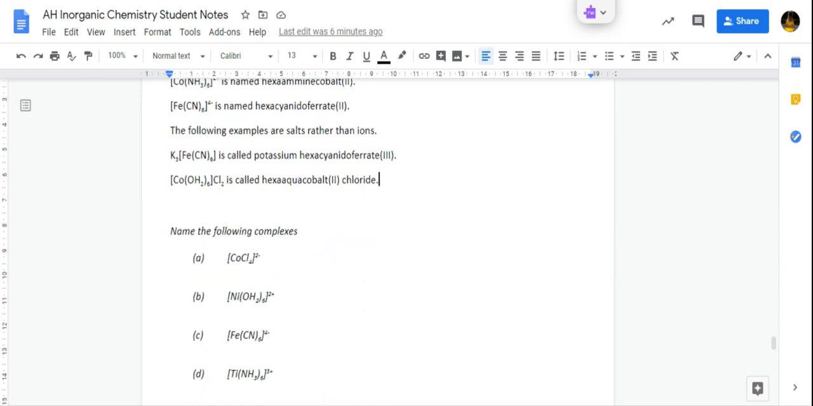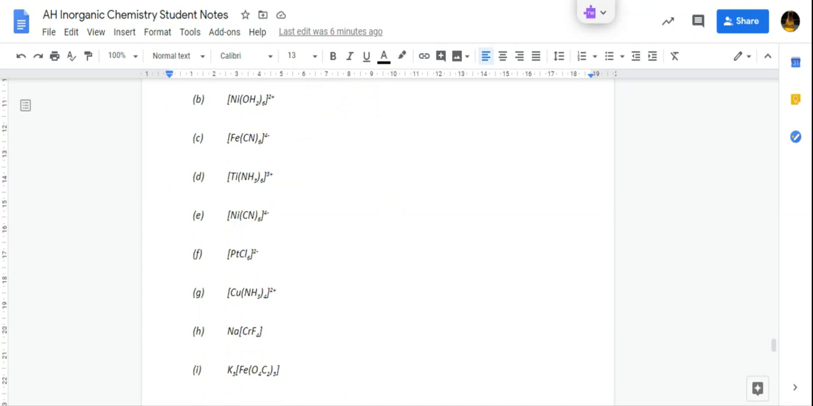Have a go at naming these complexes. I understand it'll look quite daunting to start with, but follow the steps and see how you get on. These are far more difficult than any you will get to actually name in an exam, particularly the last 2. The last 2 are salts, but A to G, you're just naming the ion part of it.